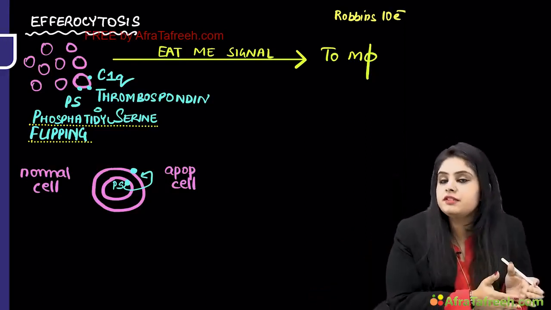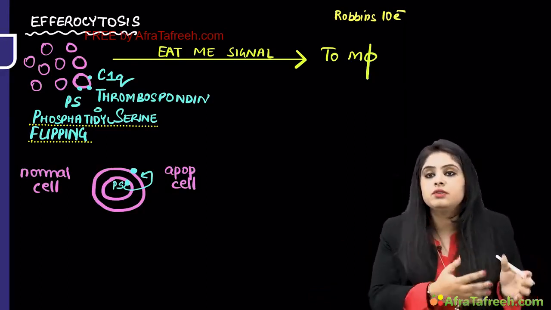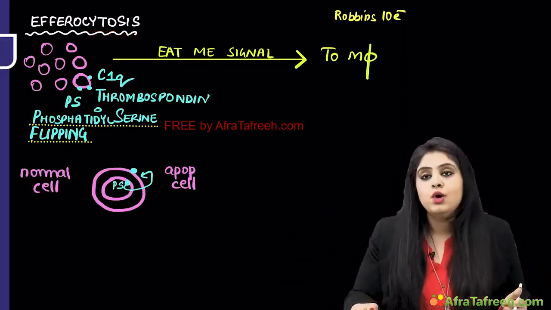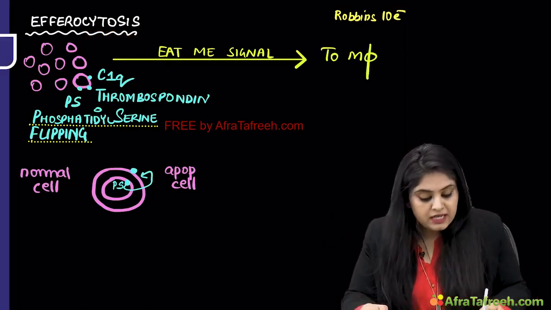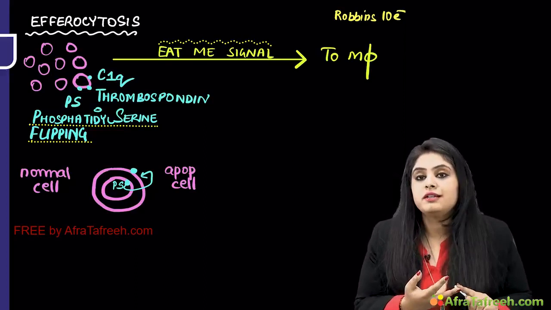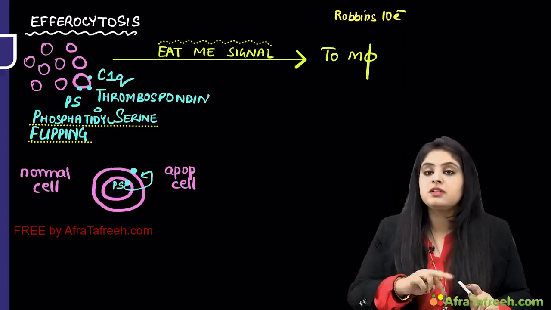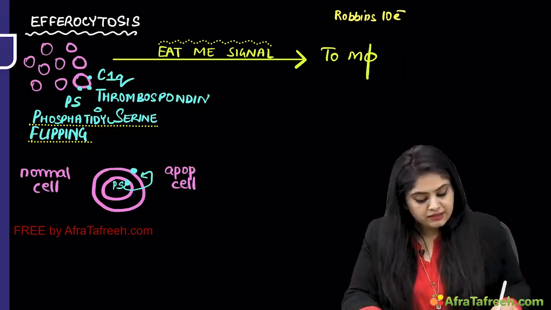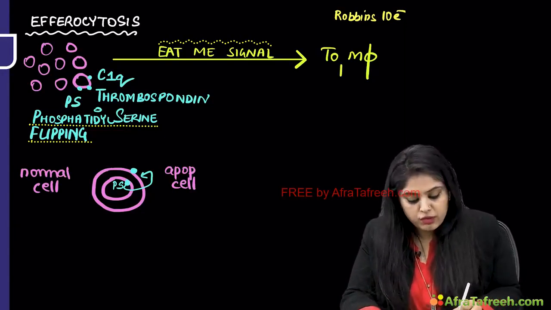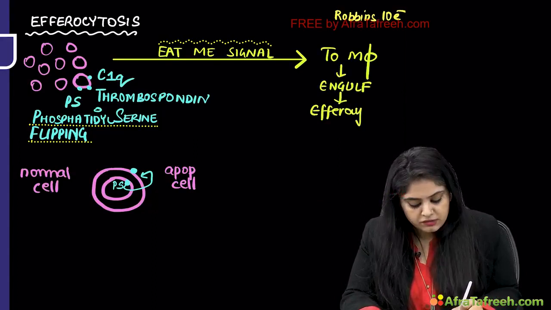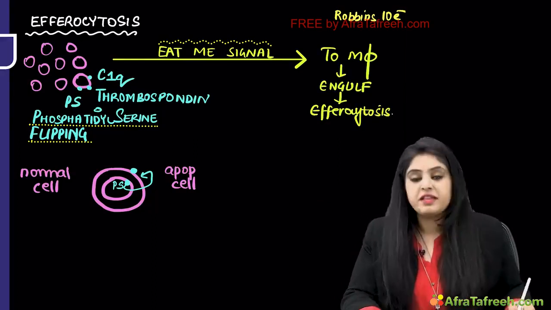Till the time the phosphatidylserine was inside, it was a normal situation. Now the phosphatidylserine has gone out, means the macrophage says, okay, now it's time for me to go and eat it. That is why I'm calling them eat me signals. C1q, thrombospondin and phosphatidylserine, these are eat me signals. As soon as they will flip and come out, the macrophage will know that it's time for me to eat the cells. And this process where macrophage is going to go and engulf it, that process is referred to as efferocytosis. That process is known as efferocytosis.